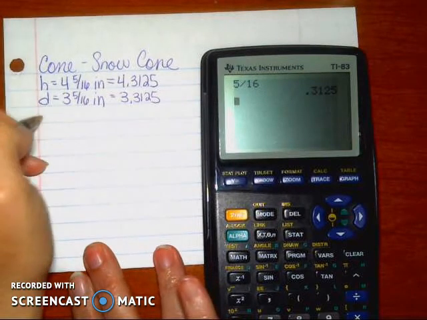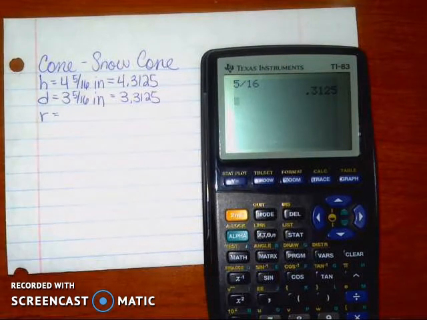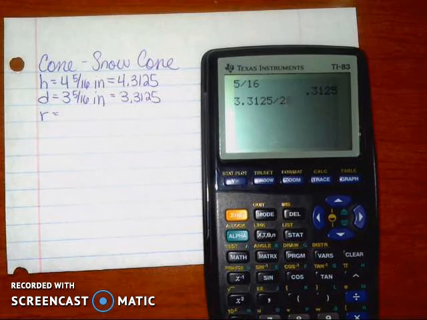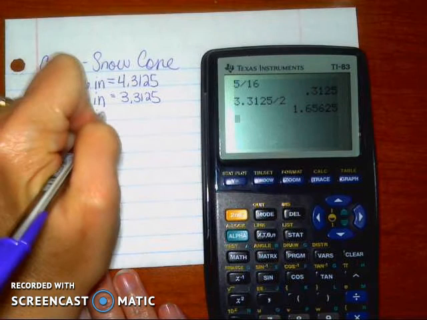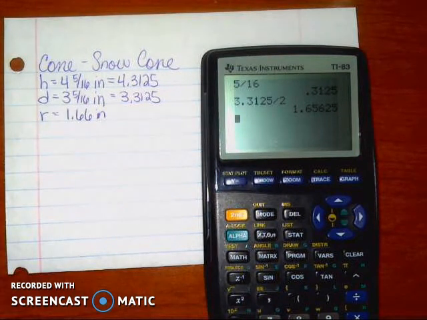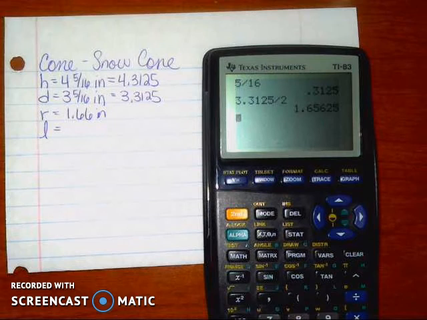So the radius, I'm going to take the 3.3125 and divide it by 2, because the radius is half. And I'm going to go ahead and make that 1.66 inches. Then I need to calculate what's called the slant height, that scripted L. Okay, slant height. So if I use the small picture of the cone right here, where my cursor is tracing, that's the slant height. It's quite literally the slant height.